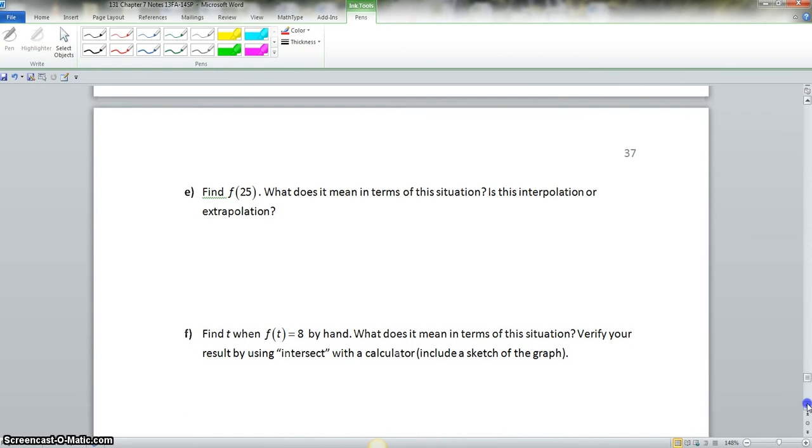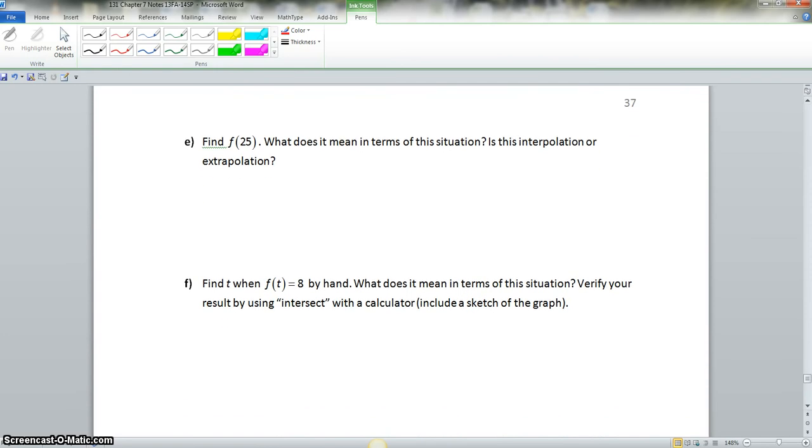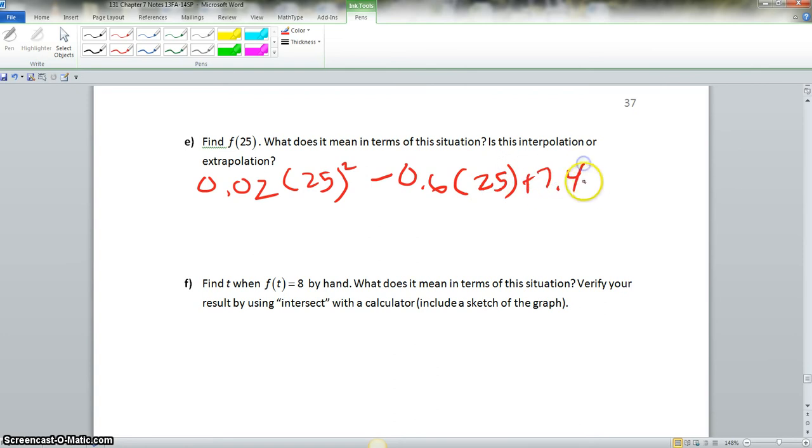Now we go here to E. It says find f of 25. So all we would do here is substitute in 25 for our t. So we would have 0.02 times 25 squared minus 0.6 times 25 plus 7.4, and that would give us 4.64. And we know that's interpolation.